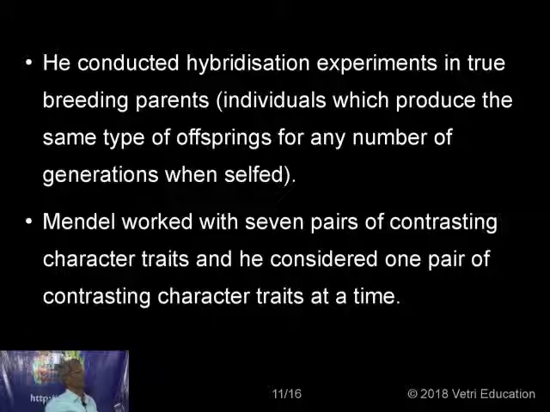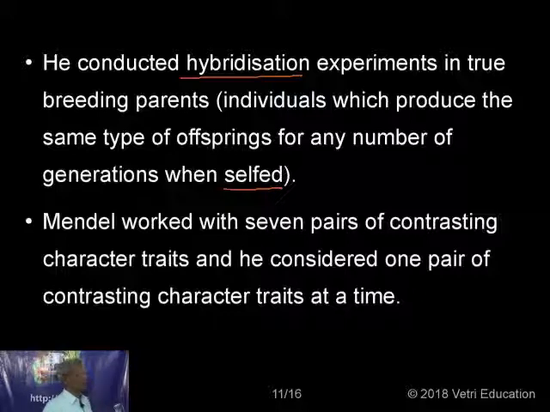He conducted hybridization experiments on two pure-breeding parents, individuals which produce the same type of offspring for any number of generations when selfed. Here I am using the word selfed, and in many places I have used the word hybridization. I'm going to explain certain things about that after some time, after finishing this slide.